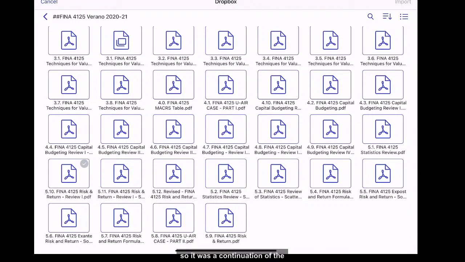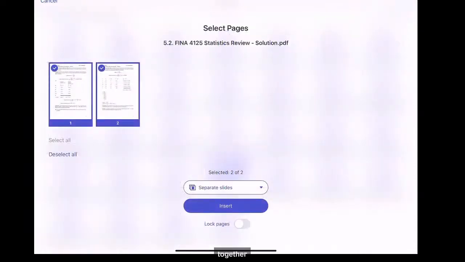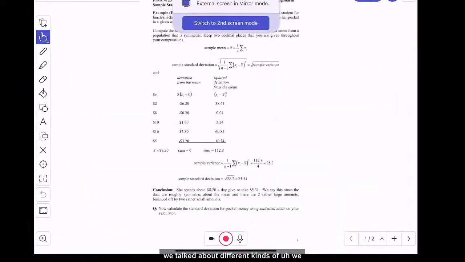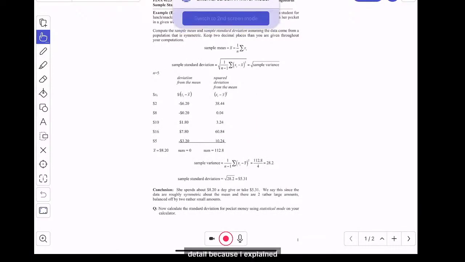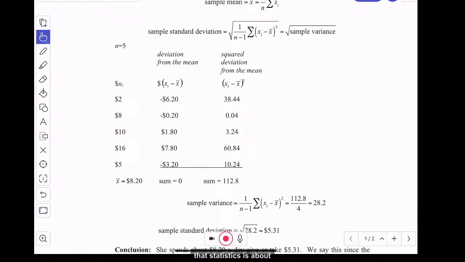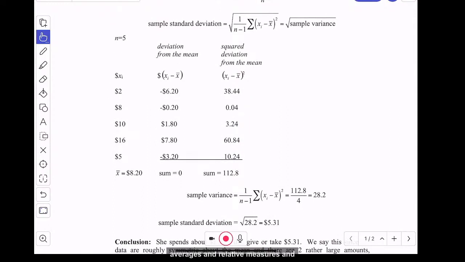So it was a continuation of the statistics review. We ended off together. We talked about the standard deviation in detail, because I explained that statistics is about averages and relative measures, and nothing better than the standard deviation to show both of those themes, right? So you have the standard deviation, which is the square root of the variance. The variance is the average of the squared deviations from the mean, measuring how spread out data is.